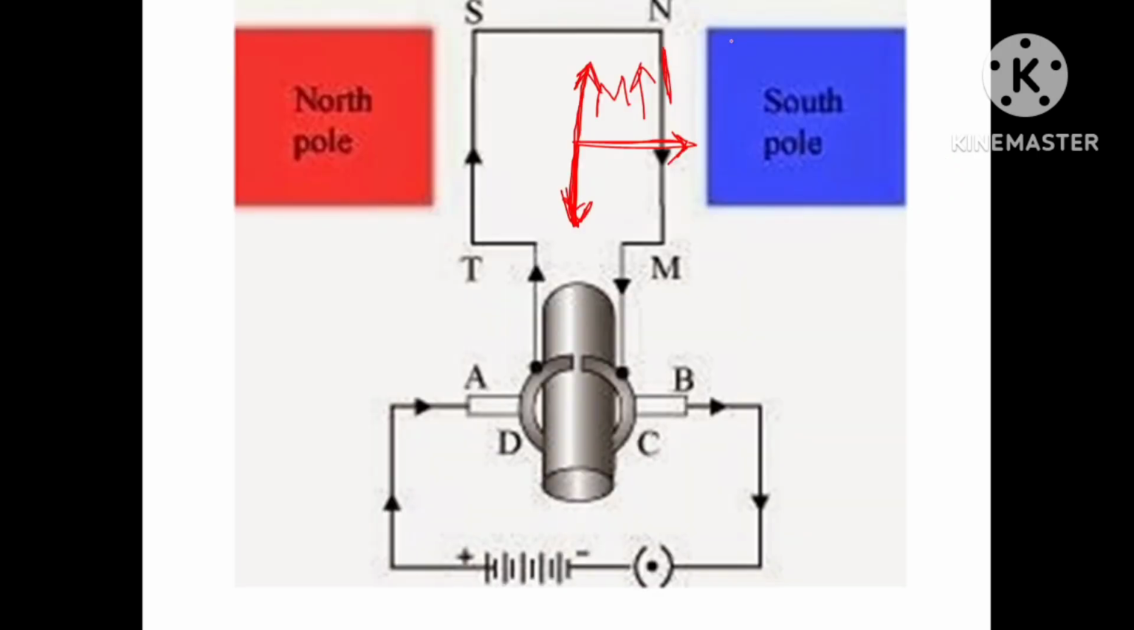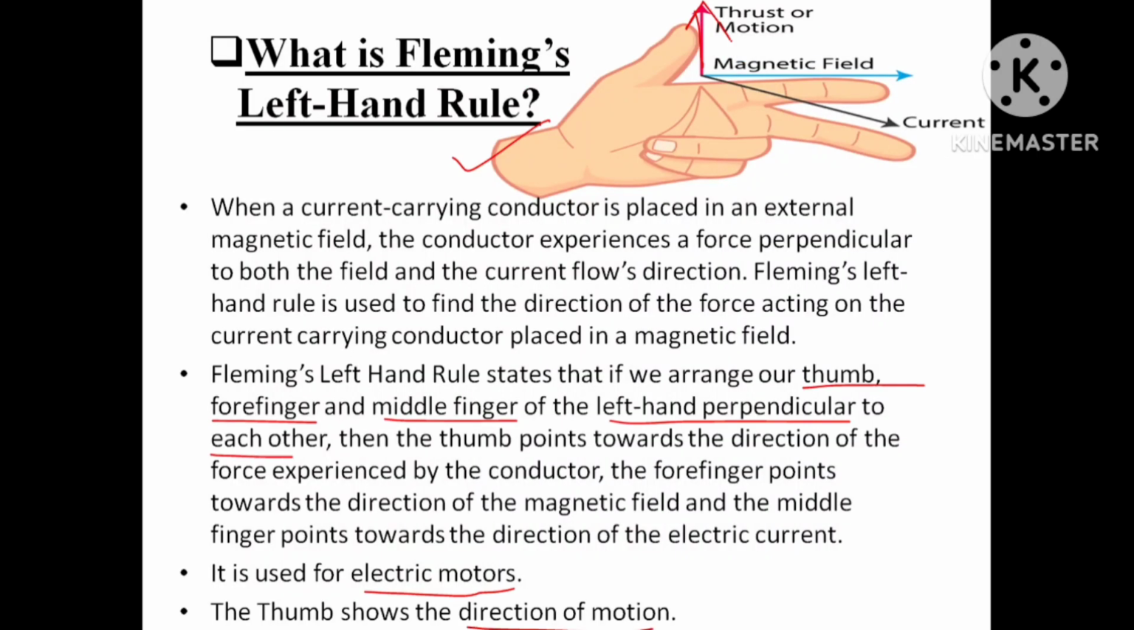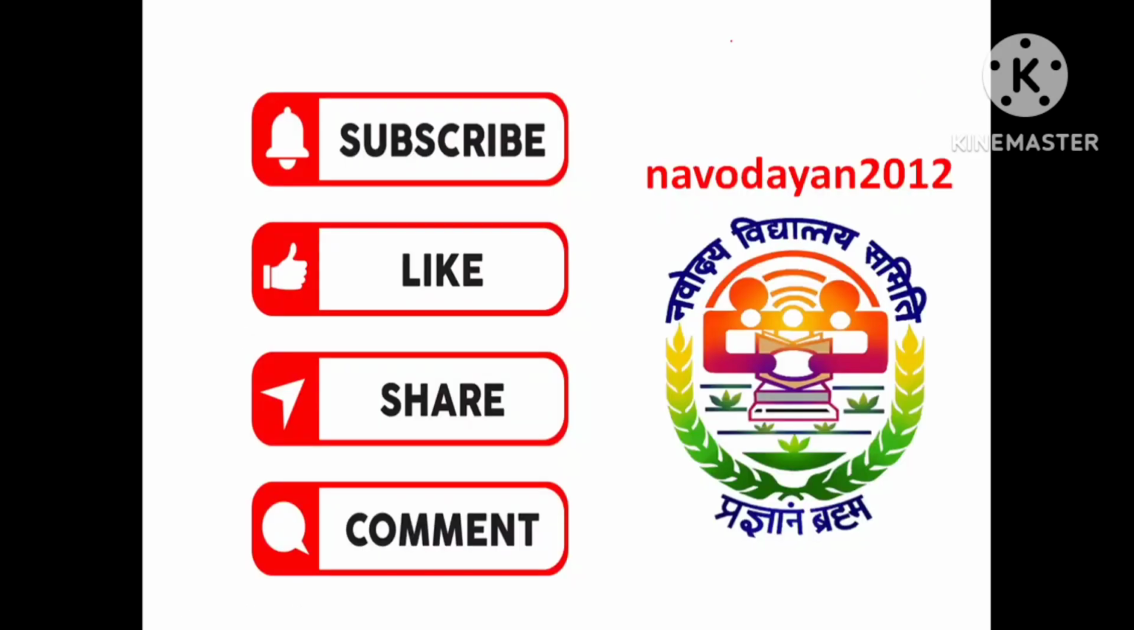Okay, we got to know about Fleming's left hand rule and right hand rule and where they are used. Fleming's right hand rule is used for electrical generators. Fleming's left hand rule is used for electrical motors. So in Fleming's right hand rule we got to know the direction of induced current, and in Fleming's left hand rule we got to know the direction of thrust or motion. Okay, so that's it for today.